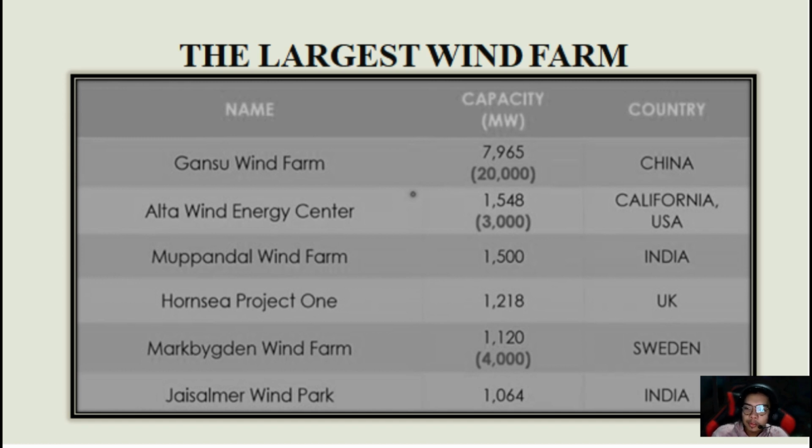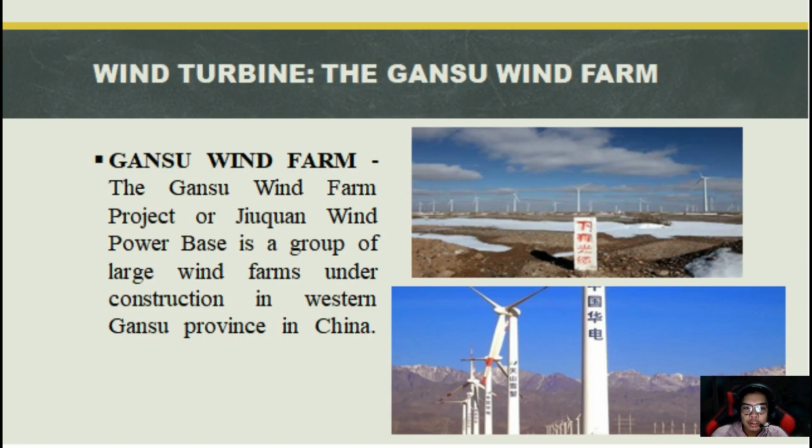So, top 2, pasok yung dalawa sa India. So, mostly, pinaka-largest is yung Gansu Wind Farm. So, next, punta tayo sa Gansu Wind Farm. Ito yung the largest wind farm na ginawa or ongoing na ginagawa pa rin.